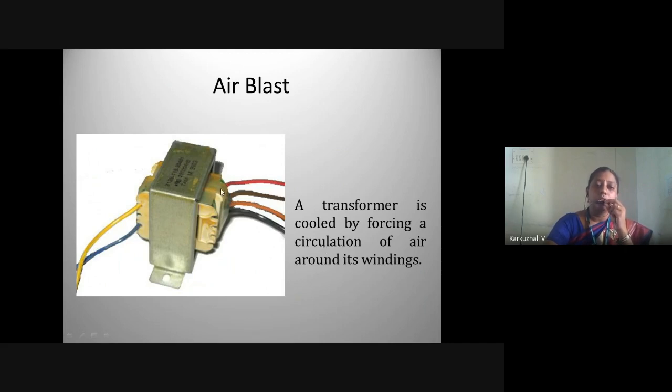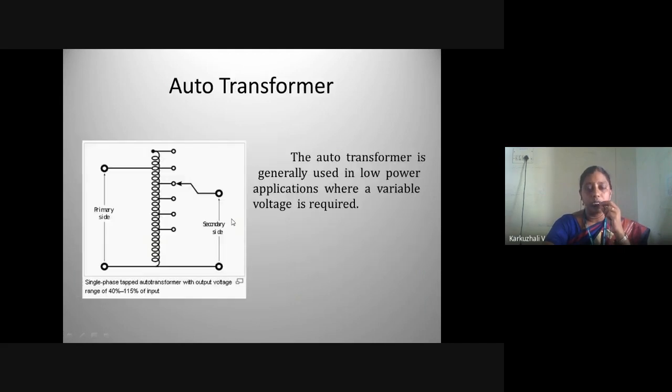The cooling seen here is the air type of cooling, where normal air circulation reduces the heat that is produced in the winding, and this is used for low voltage transformers.